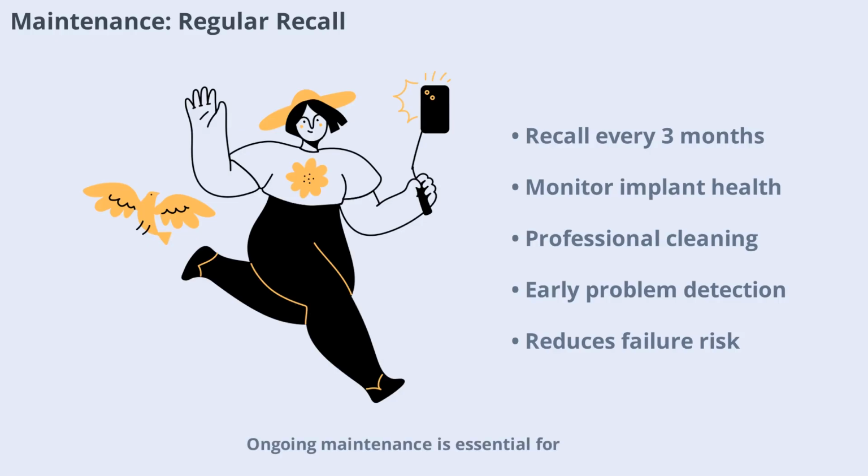Ongoing maintenance is essential for the long-term success of dental implants. Patients should return for recall visits every 3 months, during which the dentist will monitor the health of the implant, check for signs of infection, and perform professional cleanings. Regular recall helps catch problems early and allows for timely intervention, reducing the risk of implant failure.